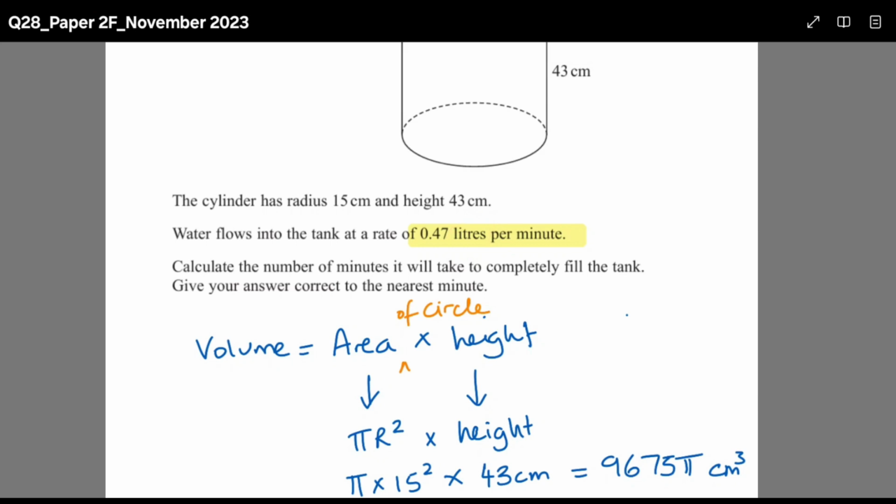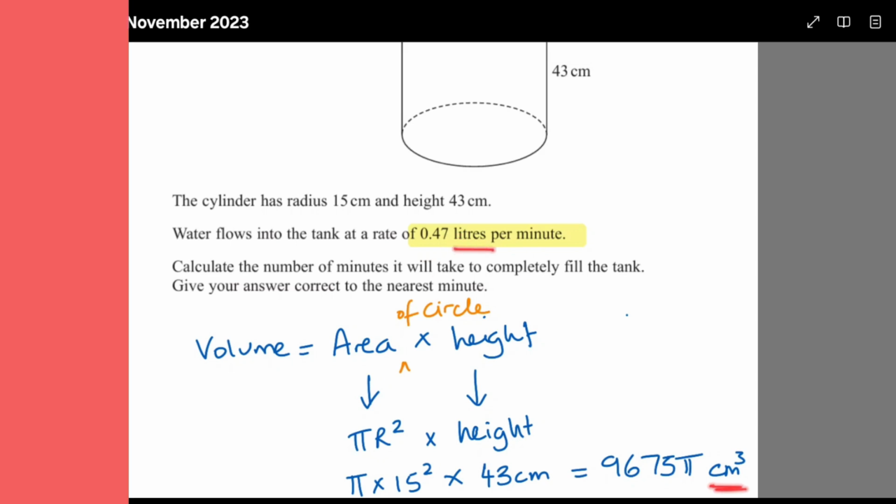So when you're talking about volume, you can measure it in centimeter cubed or you can measure it in liters. But for the purpose of this question, and when you're solving any question like this, you need to make sure that the units are the same. So if we're going to work in liters, you need to make sure all the units in the question are in liters. And if you're going to work in centimeter cubed, you need to make sure that all the units are in centimeter cubed.